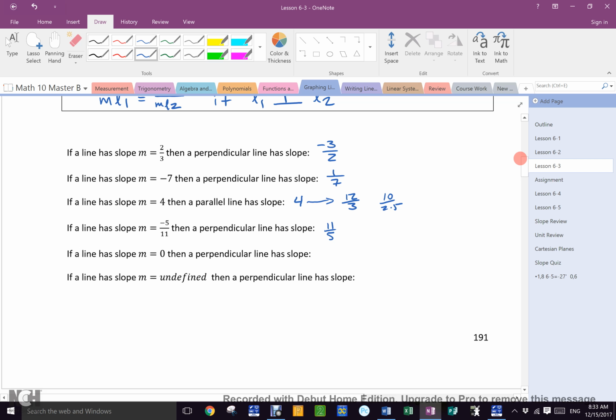Yes, Haley. Undefined. Well done, Haley. And if a slope is undefined, then what's its perpendicular slope? 0. Yay! Is everybody cool with the concept? Again, if you can't wrap your mind around it, all you got to remember is, perpendicular slopes, you flip them and change the sign.